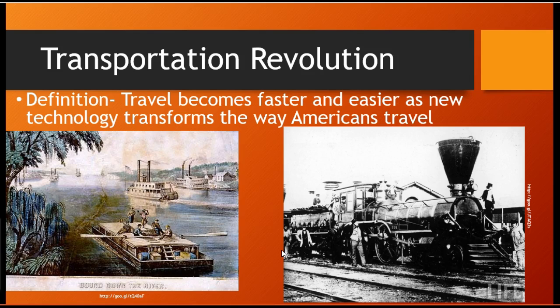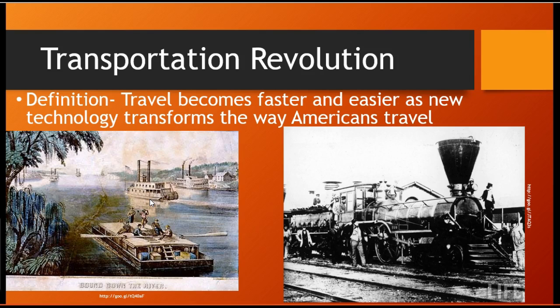So the two pictures you see here are the steamboat and the steam engine train, and both of those were huge. The steamboat now allowed people to work their way up rivers against the current with some level of speed, versus before you would have to wait for the wind to blow you up the stream, or you'd have to row or paddle or push your way. And that took a long time.